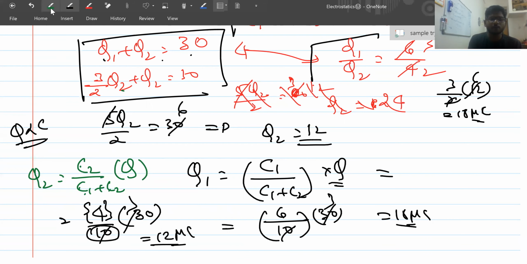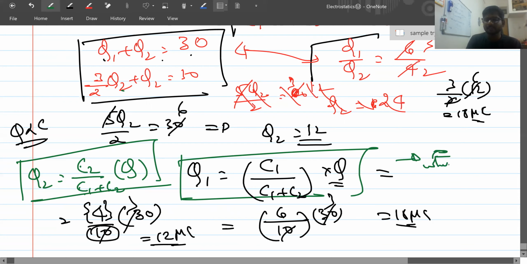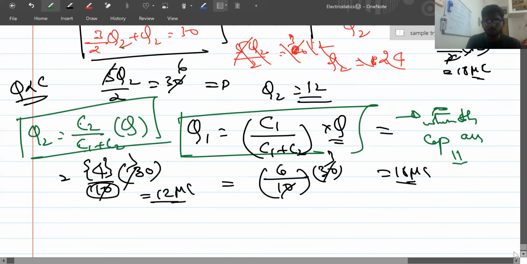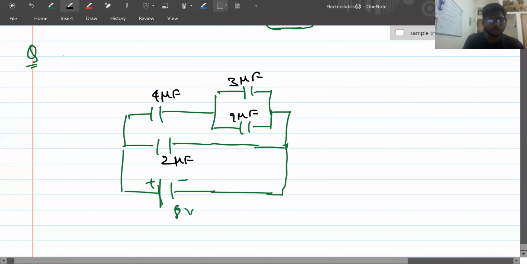This is also another formula you can apply for finding out those charges when the capacitors are parallel, and you know the total amount of charge present in those parallel capacitors. And this is one good quality question, which came in 2019 morning session in Mains. Some other questions we can also go through. Now the question is as follows.